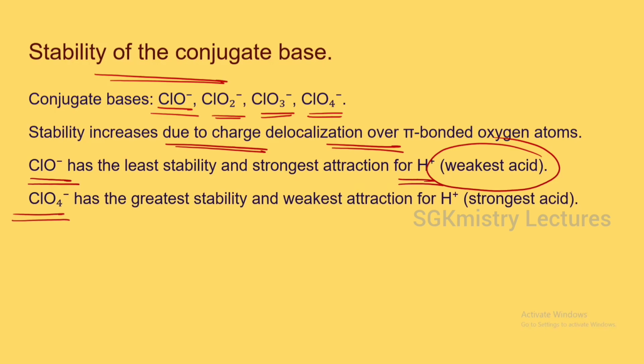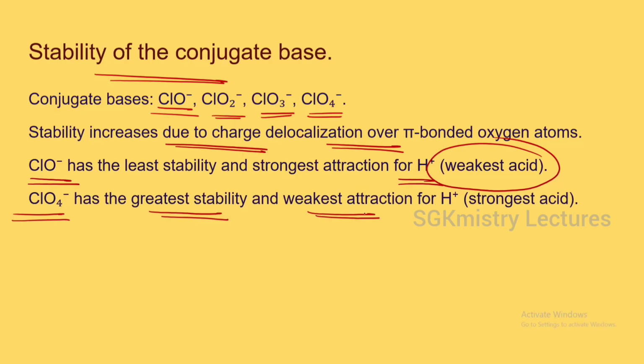In the case of ClO4 minus, it has the greatest stability because of the distribution of the charge by the pi bonded oxygen atoms. Delocalization takes place, and because of this charge delocalization, ClO4 minus has the greatest stability, and obviously it will have the weakest attraction for H plus.